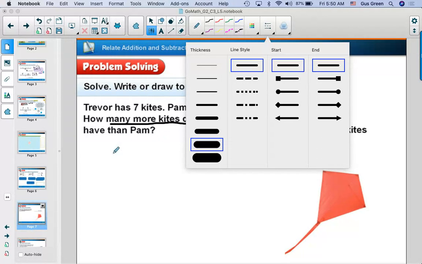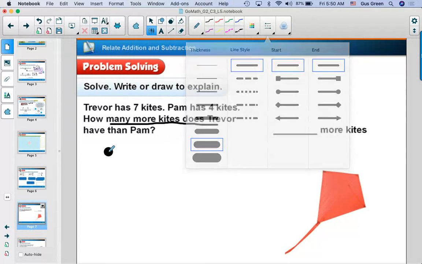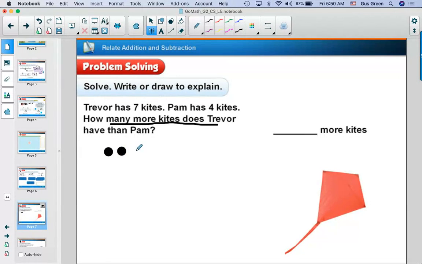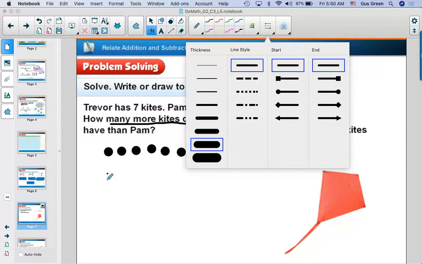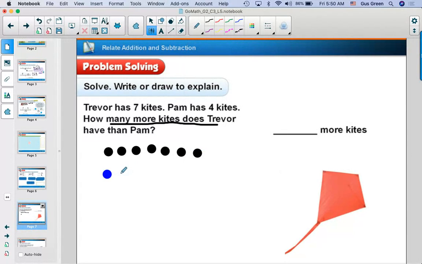So let's go ahead and draw a picture for this. So Trevor has 7 kites. 2, 3, 4, 5, 6, 7. And when we compare, let's use a different color, but we want to line them up so we can really compare them. Let's make sure it's as big. So 1, 2, Pam has 4.